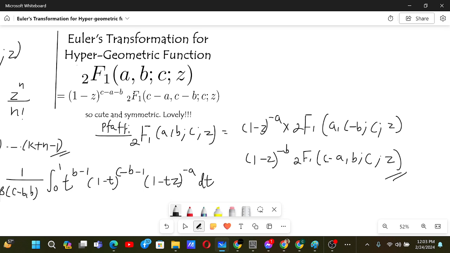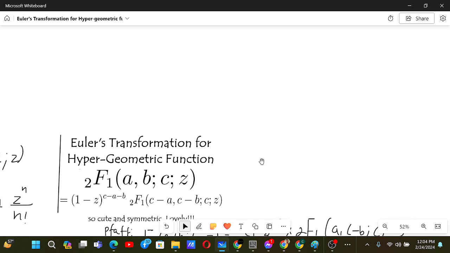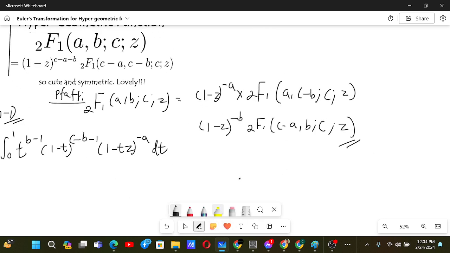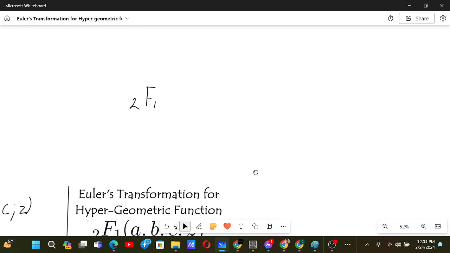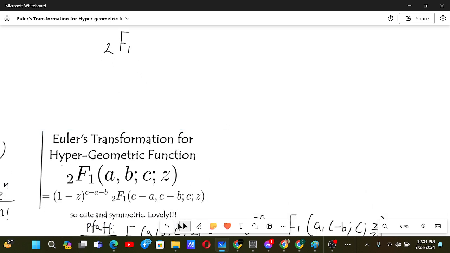Now it's time for the Euler's transformation, which states that 2f1. And I made a mistake over here. This is not z, this is z by z minus 1. z by z minus 1. I'm sorry for that. Okay, so now this is Euler transformation.